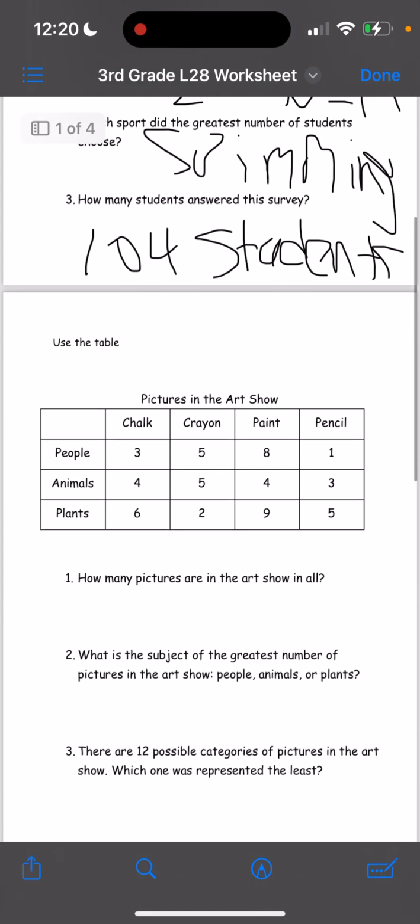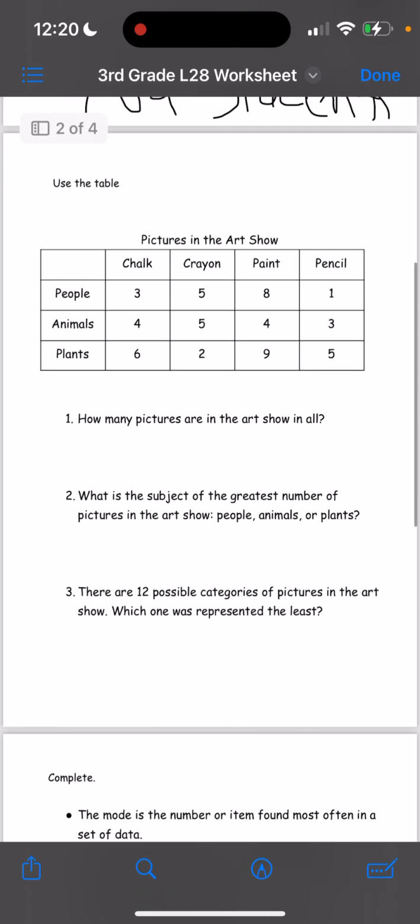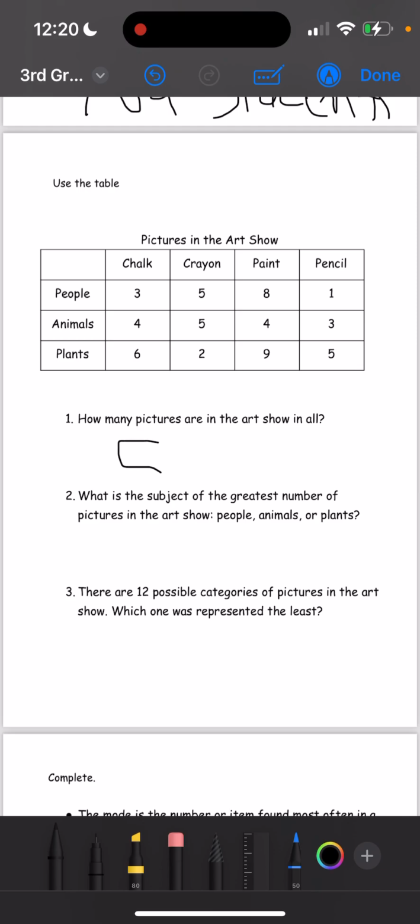Now moving on to the second page, it's showing us a table that says pictures in the art show. The first question asks how many pictures are in the art show in total, which means we just gotta add everything up again. So it will be 3 plus 5 plus 8 plus 1 plus 4 plus 5 plus 4 plus 3 plus 6 plus 2 plus 9 plus 5. And this equals 55. So the answer to number 1 would be 55 pictures.